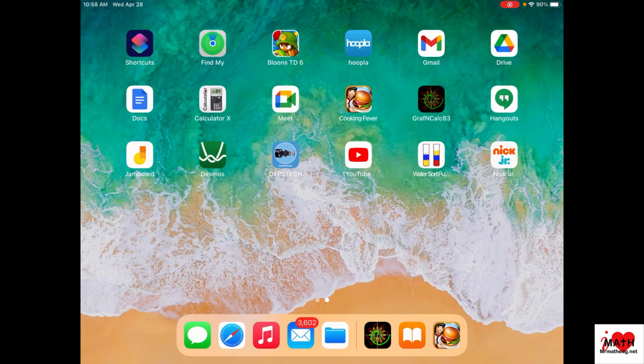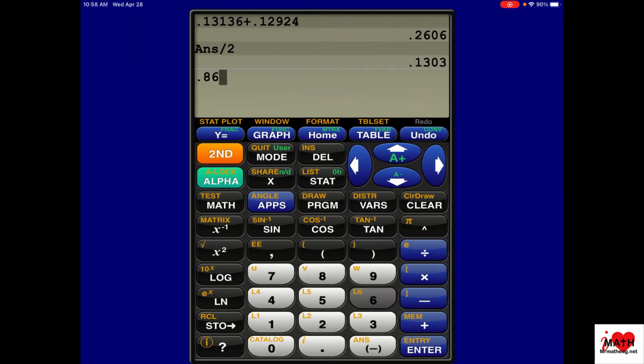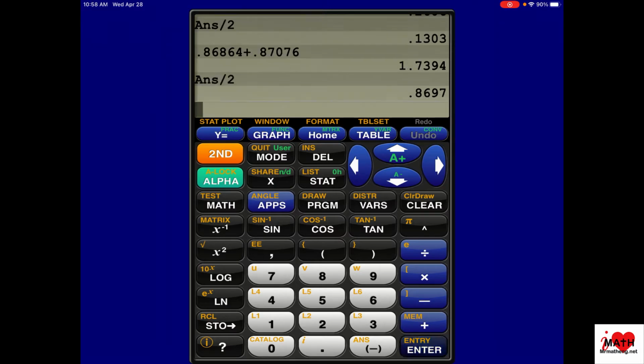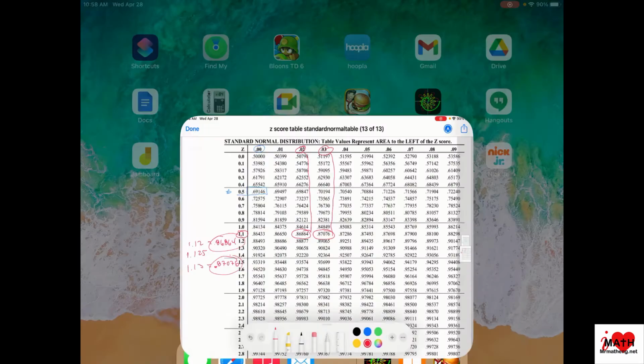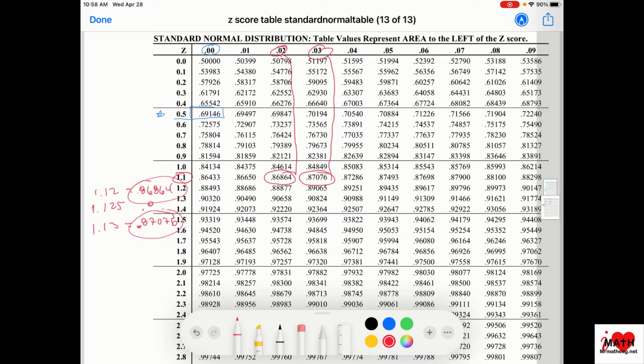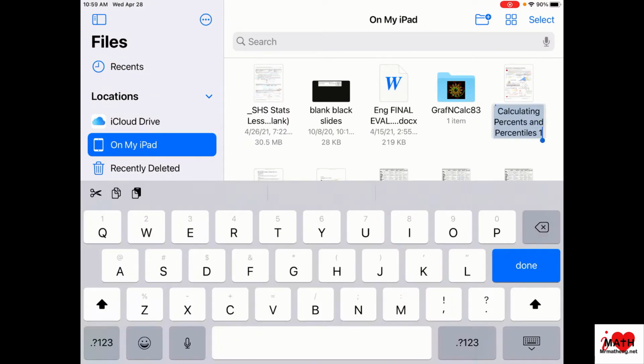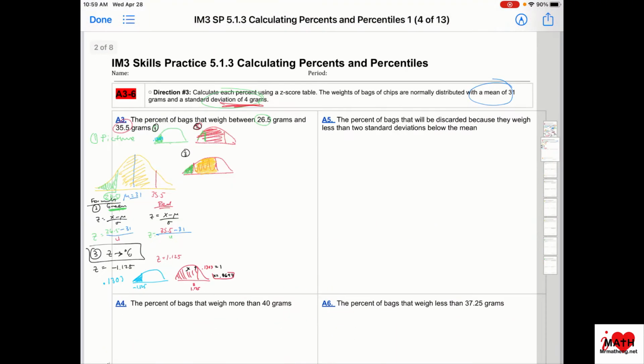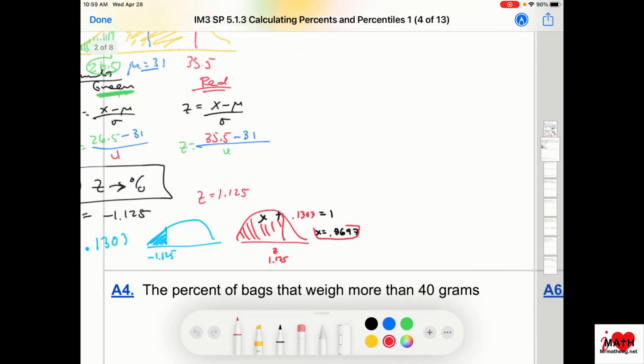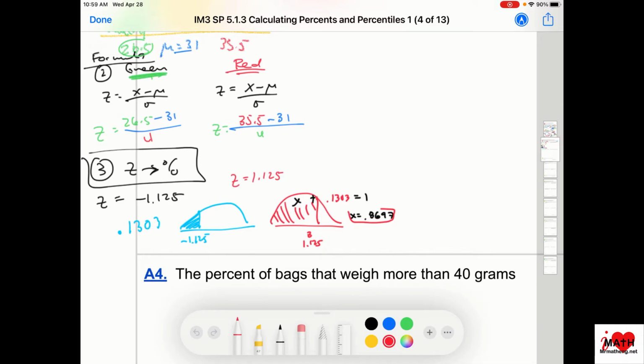Let's go to my calculator. 0.86864 plus 0.87076. We're going to divide that number by 2, and we get 0.8697. Oh, that was the number I just told you guys about, 0.8697. So this is the number we want, 0.8697. Do you guys trust me? So that basically means that the red region, again, we verified was 0.8697 using the chart.